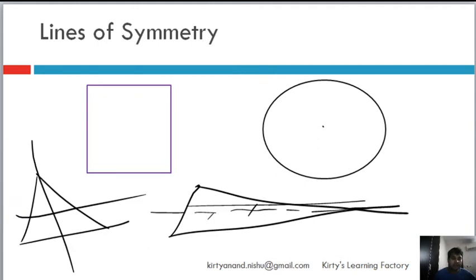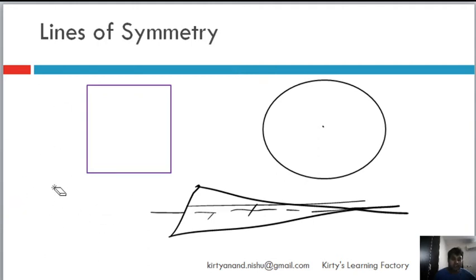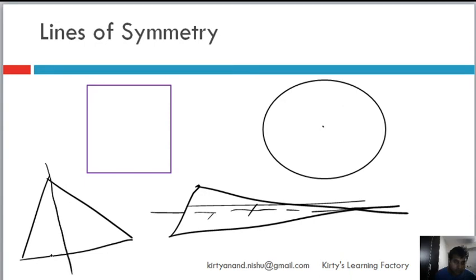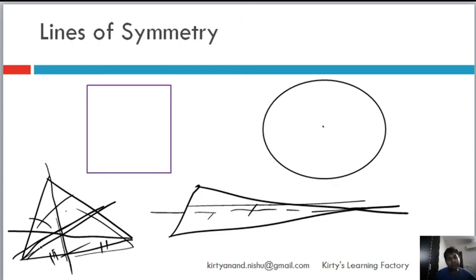Whereas if you draw an equilateral triangle, meaning all three sides are equal, then you just draw this, because in an equilateral triangle this part will be equal to this part and it will be symmetric. Similarly, from here to here also, if you draw a perpendicular bisector, this part will be equal to this. From here to here, if you draw, then this part. So there are three lines of symmetry in an equilateral triangle.